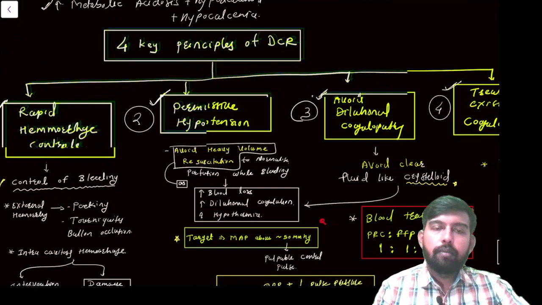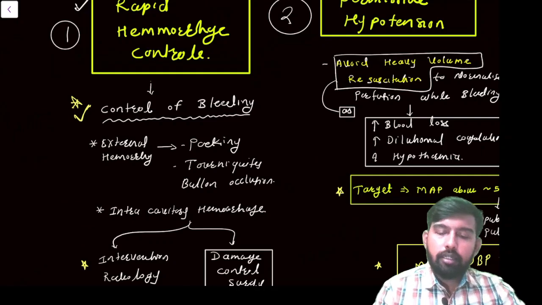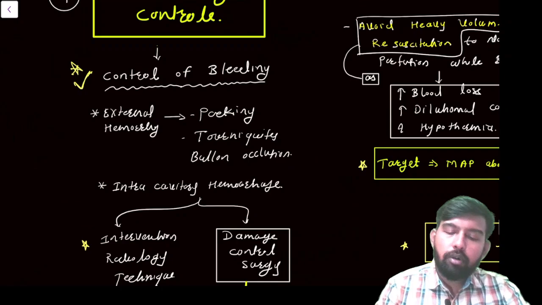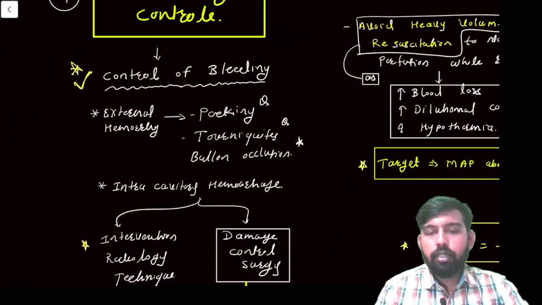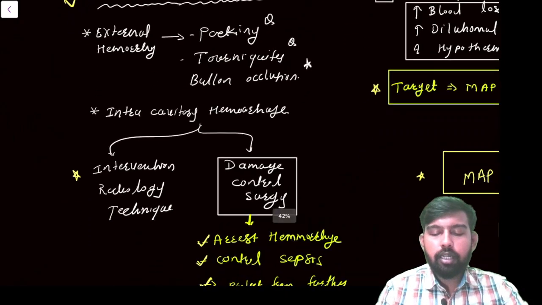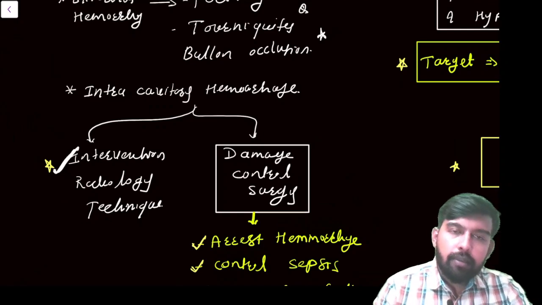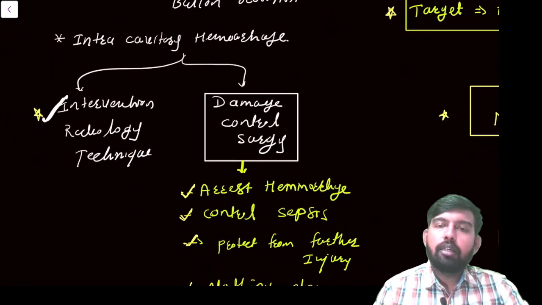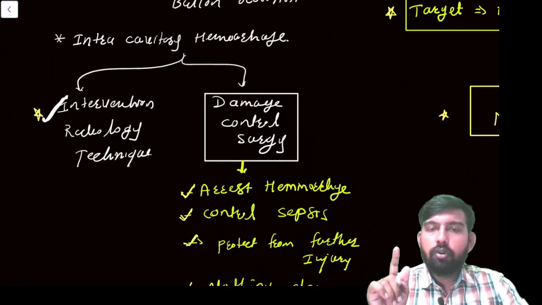Let's see them one by one. What is rapid hemorrhage control? These are the methods by which the bleeding is controlled. External bleeding can be controlled by packing, tourniquet, or balloon occlusion, and intracavitary hemorrhage can be controlled by interventional radiology techniques like angioembolization, or if necessary there is the possibility of damage control surgery.